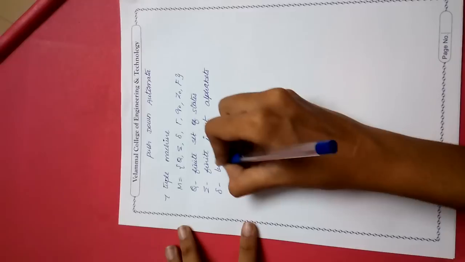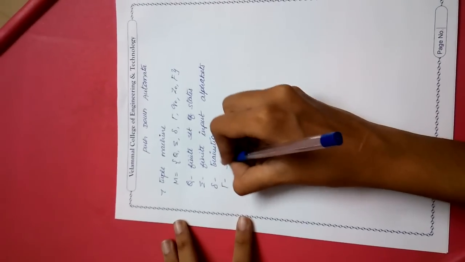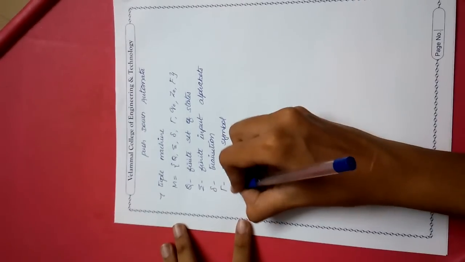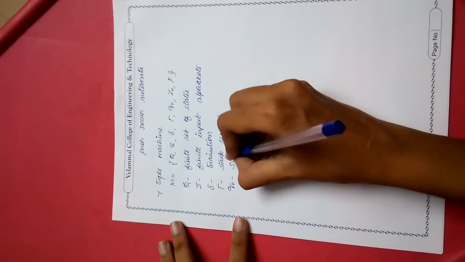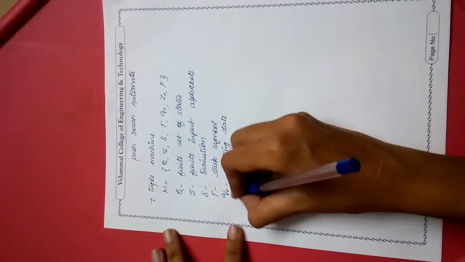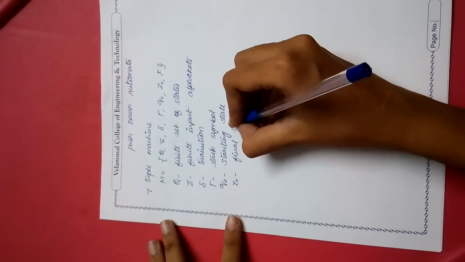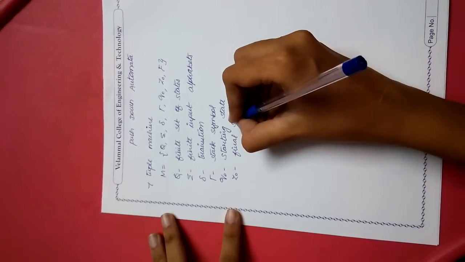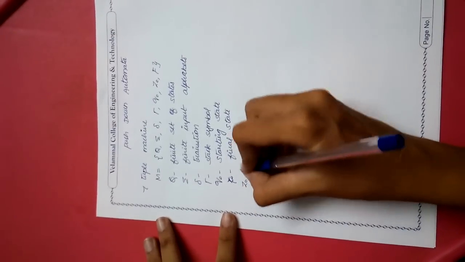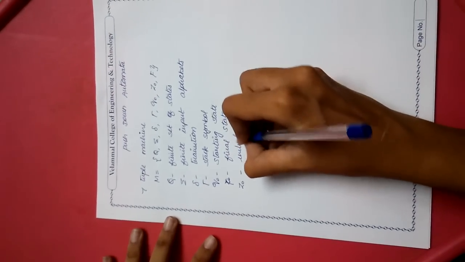Del is a transition. Tau is the stack symbol. Q naught is the starting state. Sorry, F is the final state. Z naught is the initial stack symbol.